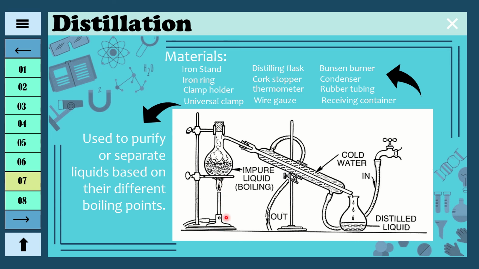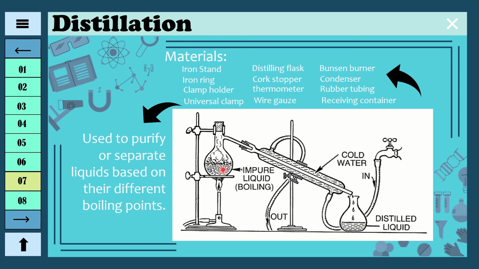Lastly, heat the distilling flask using a Bunsen burner. What will happen here is that in the distillation, since the temperature in the Florence flask increases, the substance having the lower boiling point in the mixture will be evaporated, leaving in the Florence flask the higher boiling point substance.